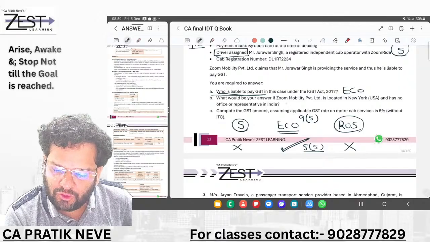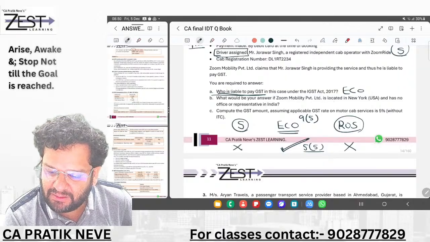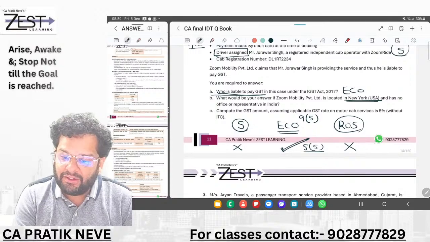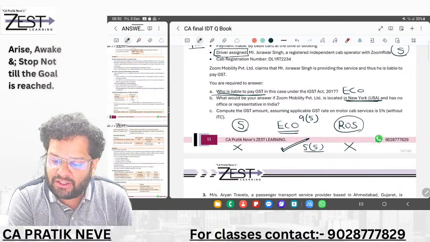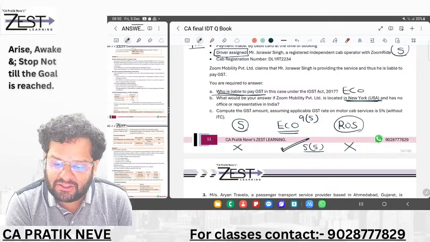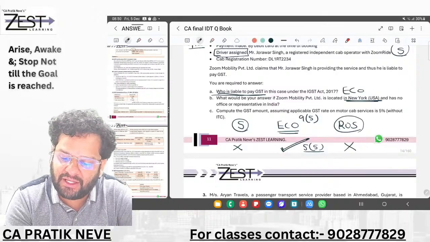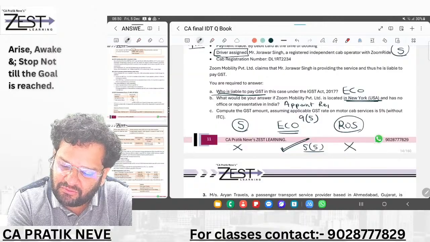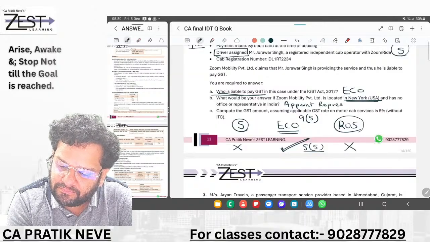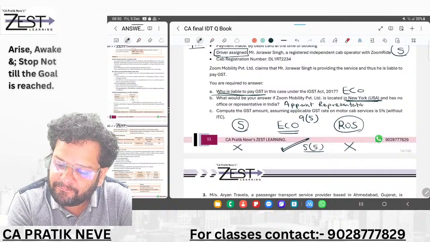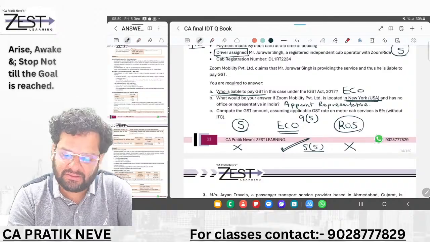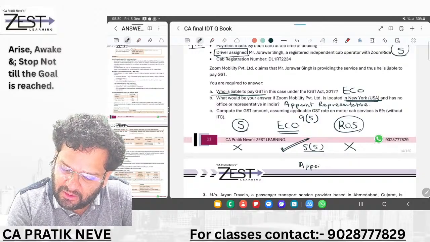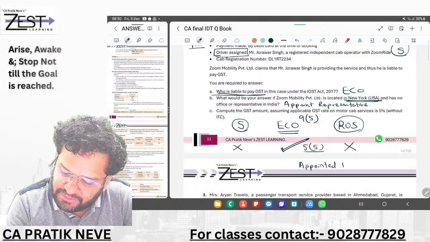What would be the answer if Zoom Mobility Private Limited is located in New York? Friends, if that Zoom Mobility is located in New York and has no office or representative in India, then they shall appoint a representative in India to pay GST. Clear? So who will be liable to pay then? The appointed representative.